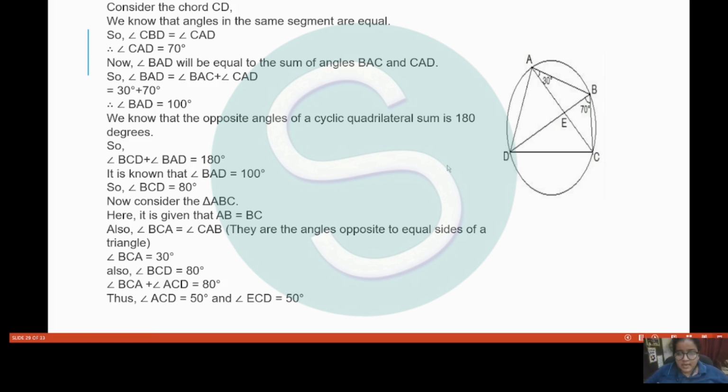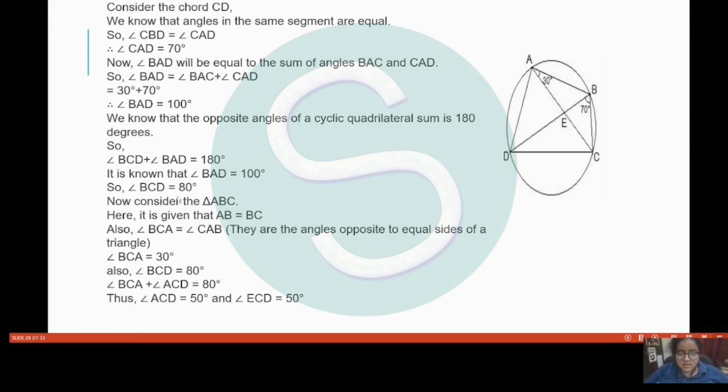And also we know कि opposite angles of a cyclic quadrilateral is 180 degree. Right? Sum of opposite angles of a cyclic quadrilateral is 180 degree. So BCD plus BAD is 180 degree. And हमने यहाँ पे find out करा BAD is 100 degree. So BCD जो होगा वो 80 degree आ जाएगा.